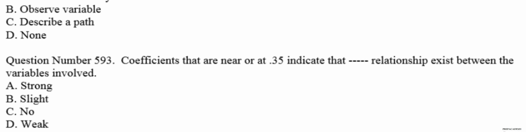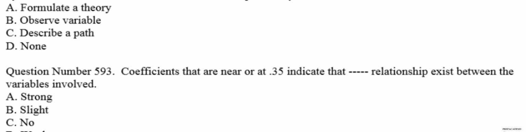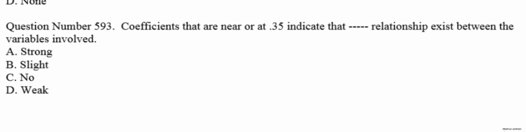Question number 593. Coefficients that are near or at 0.35 indicate that a relationship exists between the variables involved. A. Strong. B. Slight. C. No. D. Weak. The correct answer is option B, slight.